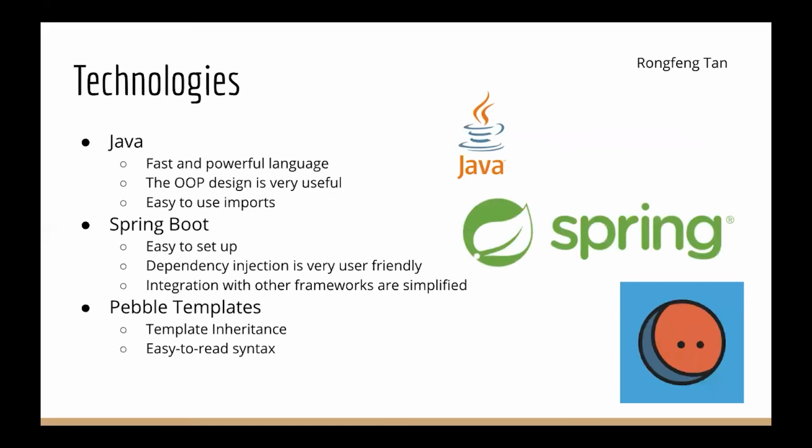My name is Rongfeng. I will introduce the technology we use in this project. Here are some technologies we use to program. First, the backend software for this project will be written in Java, because Java is a fast, powerful language. Also, it is easy to import.